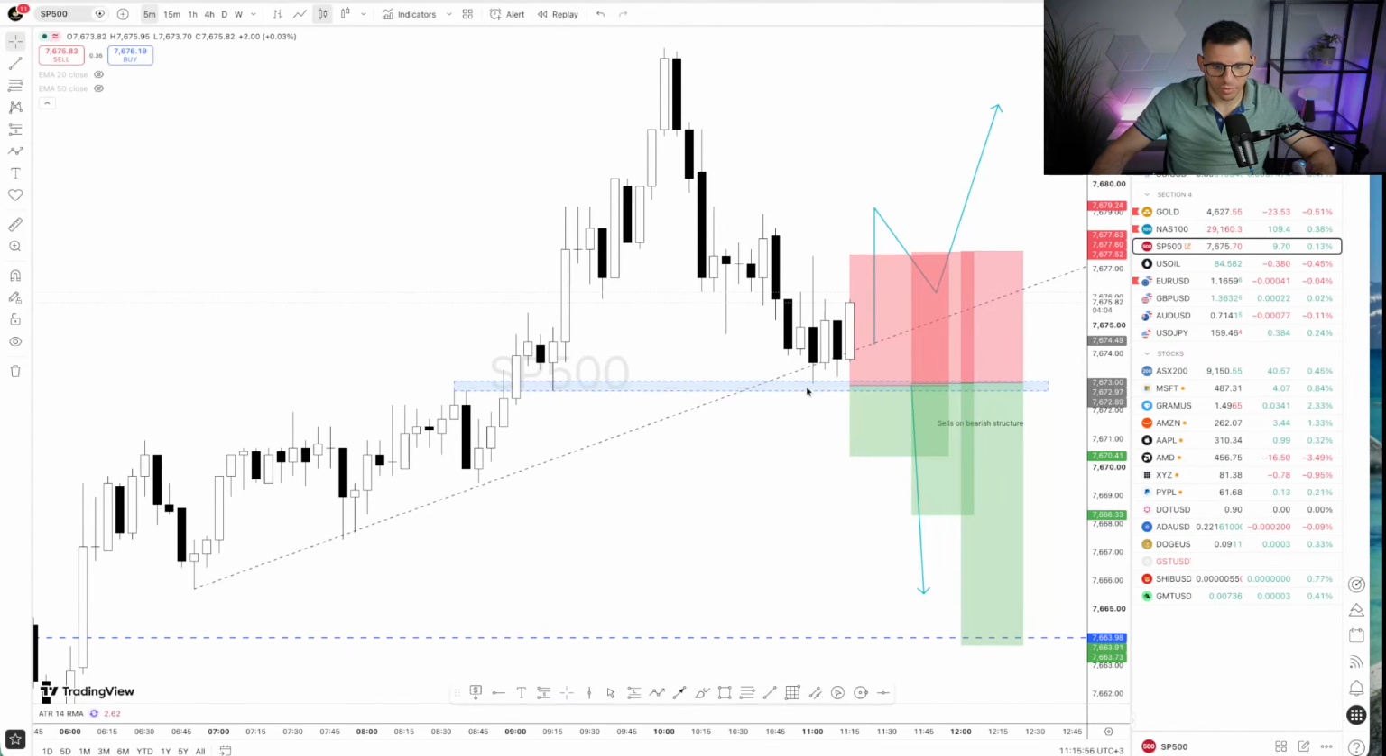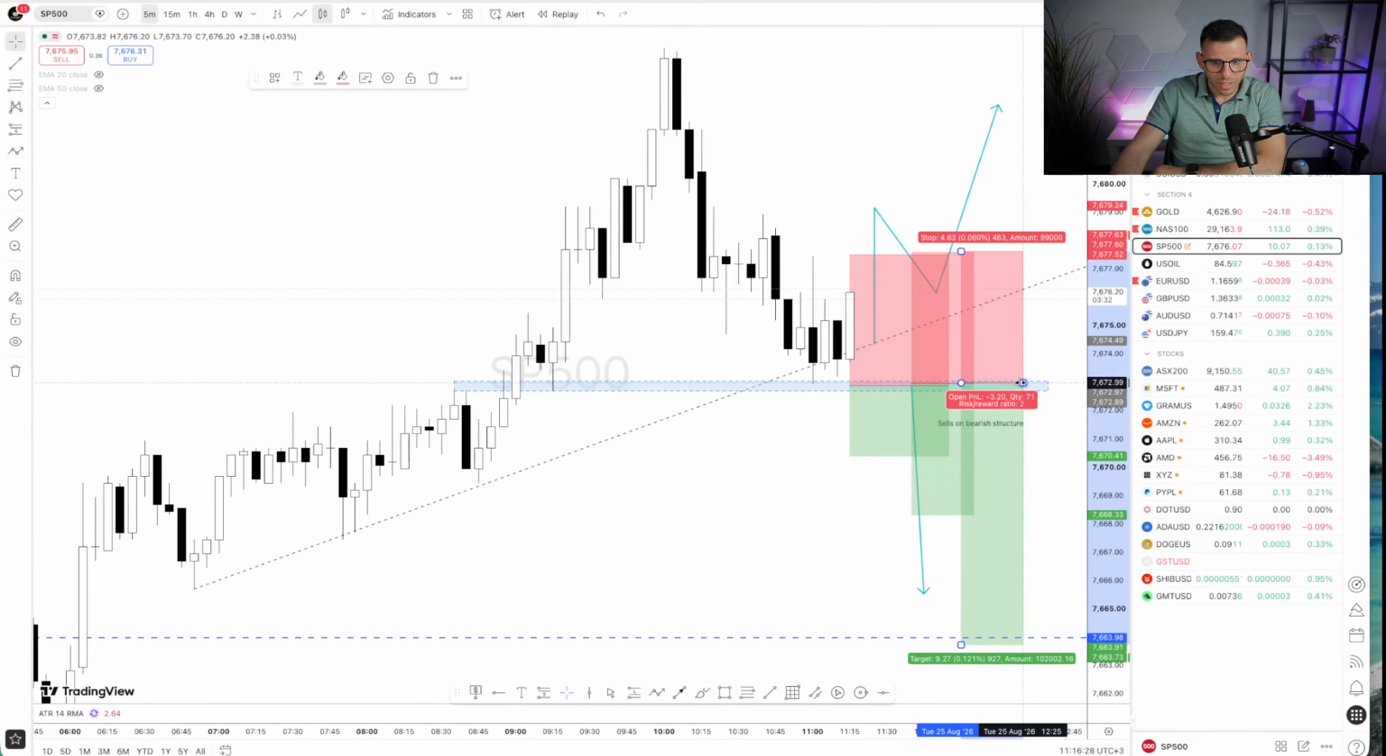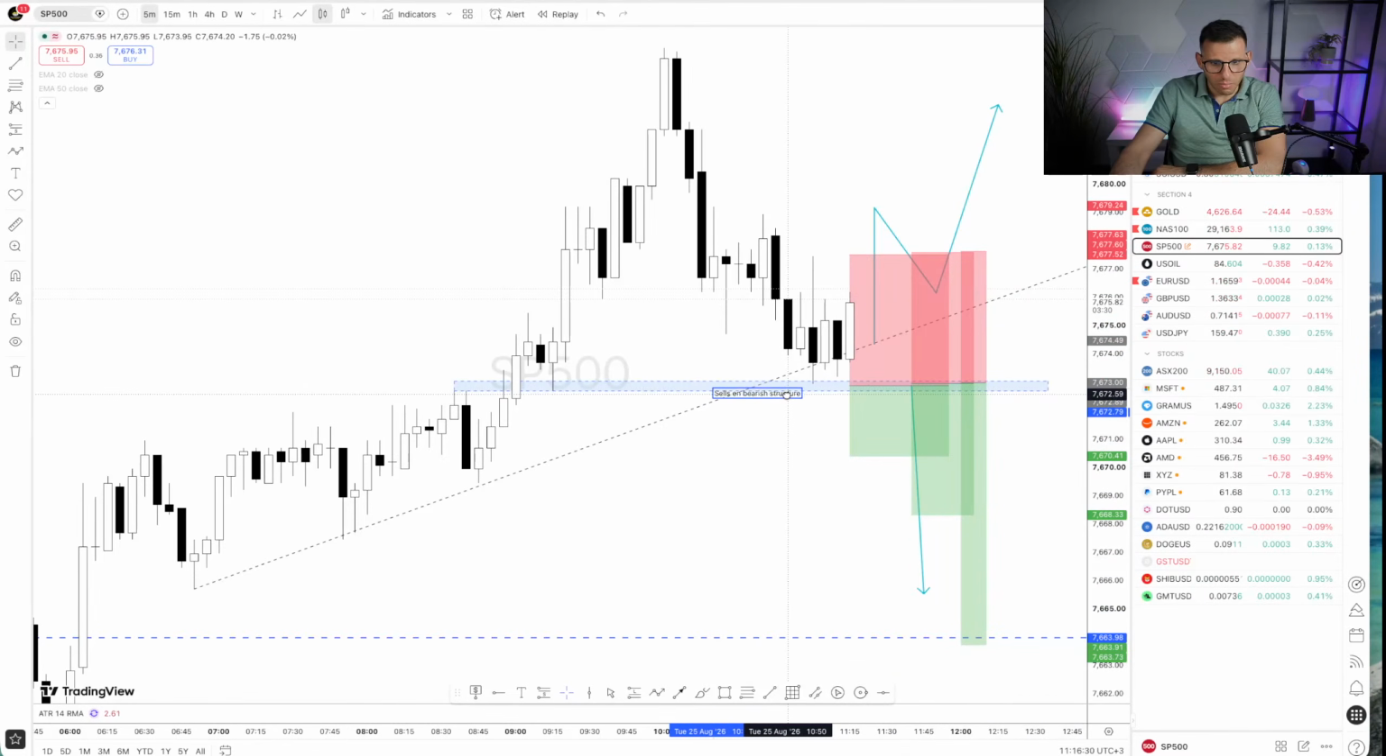We have to wait for the break of the inside candlestick. This is how I do it. I'm waiting for the break of the inside candlestick. I'm not going to just sell from here. I would sell here if the market was in a downtrend actually, but it's not. Only if we get below this low, we're going to have the bearish structure.